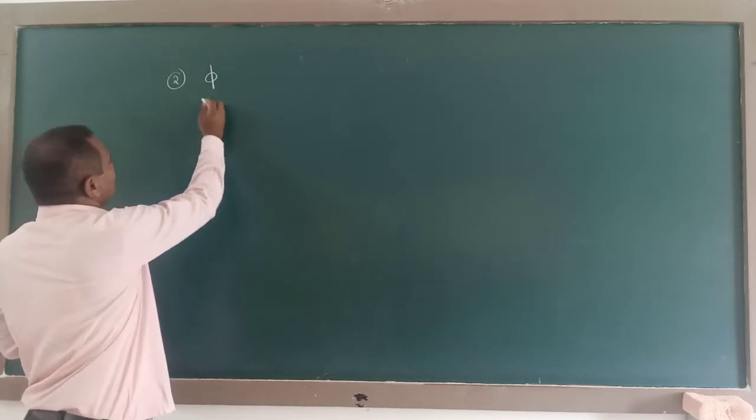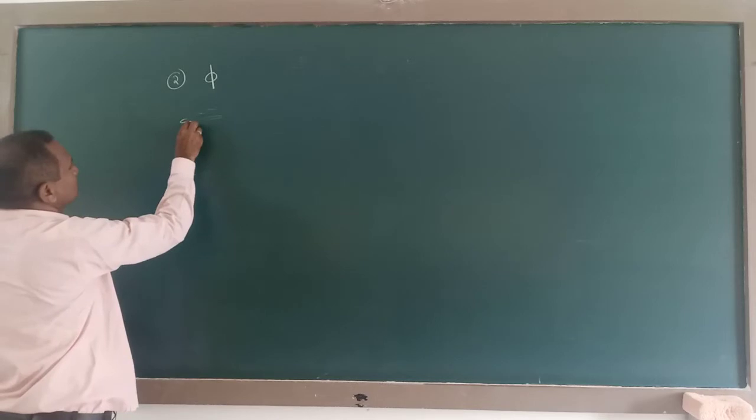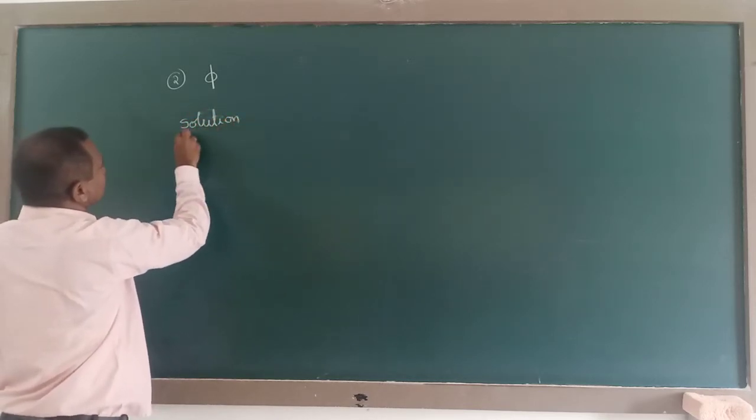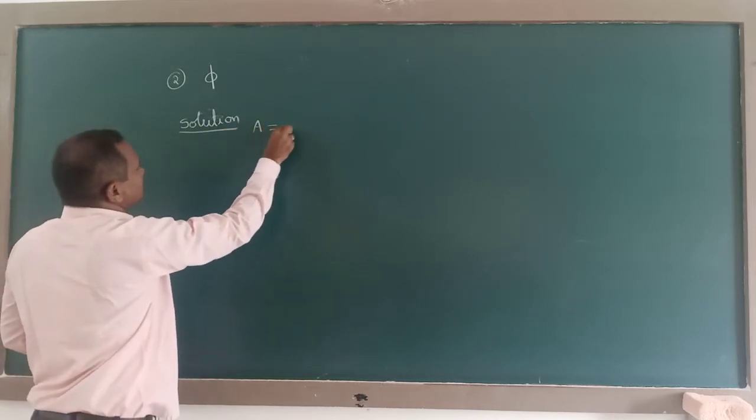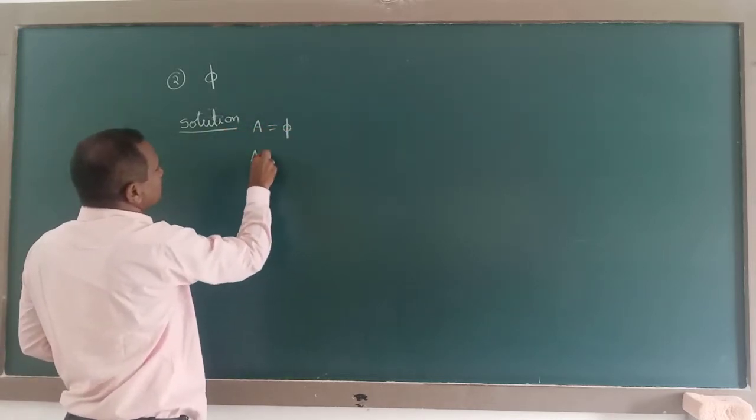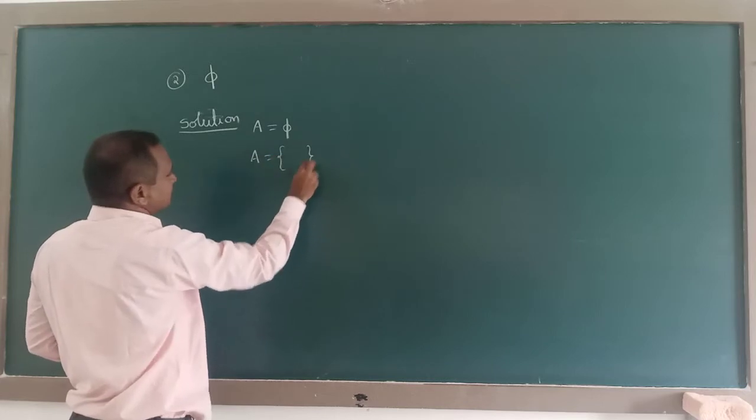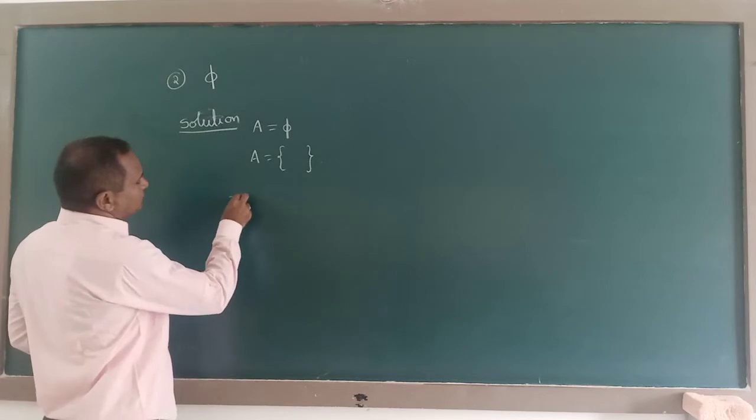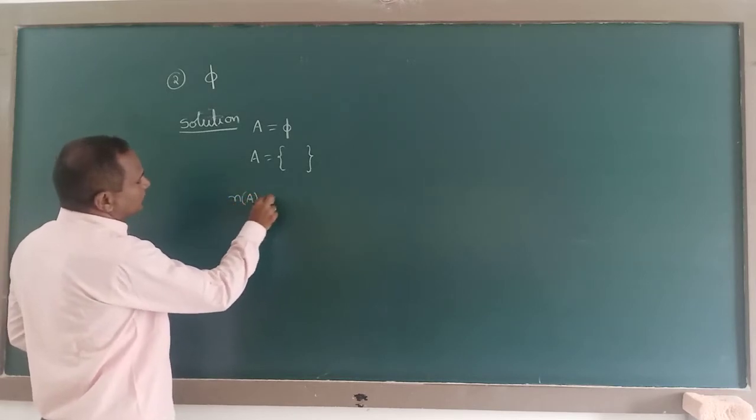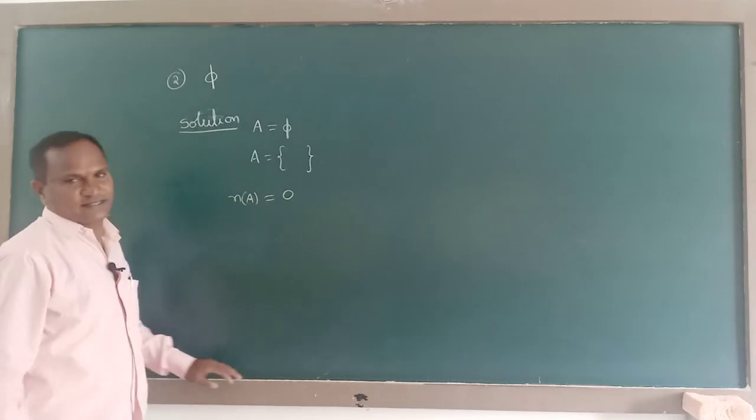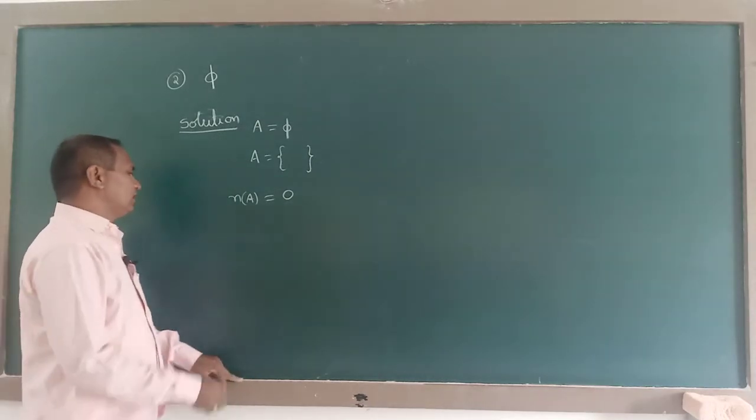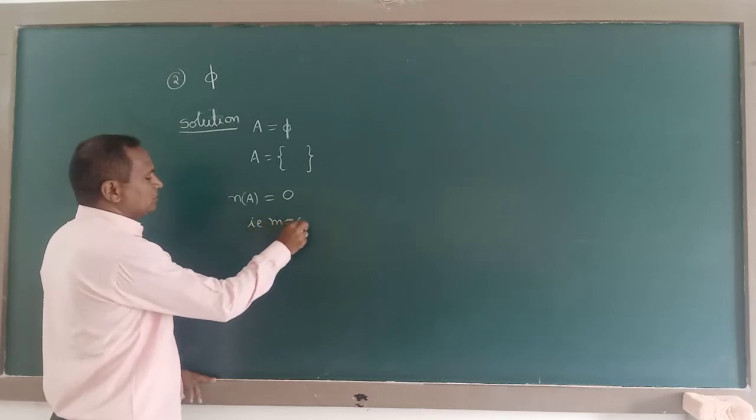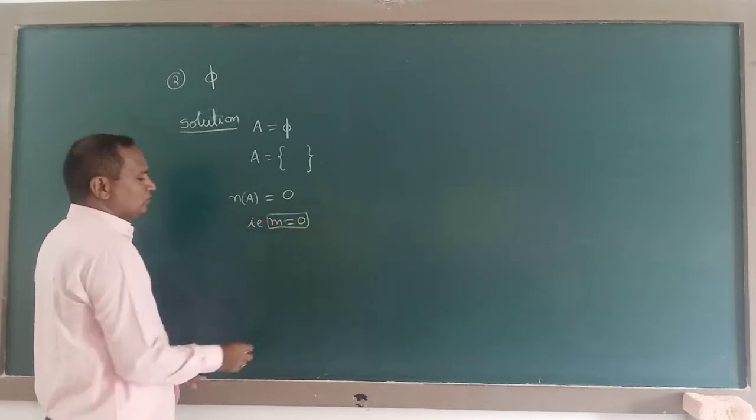The solution for this question: A is equal to the null set, or you can write empty brackets like this. Then n of A is equal to 0, because we are not getting any elements here. That's why we can write m is equal to 0.